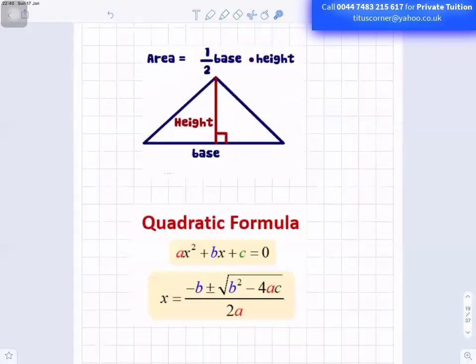For question number 14, we are going to be using these two formulae. Area of a triangle is half times the base times the height. And the next formula we will use is the quadratic formula. ax squared plus bx plus c equals 0, and x is given by minus b plus or minus the square root of b squared minus 4ac, divided by 2a. So these two formulae will be used for that question.